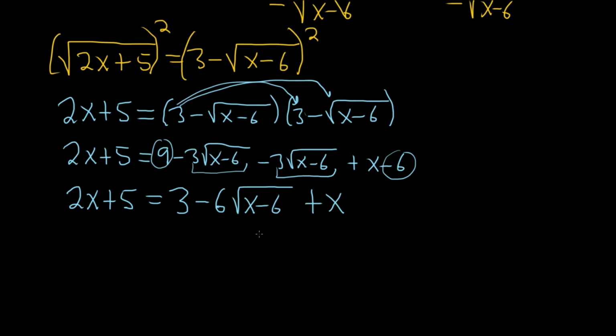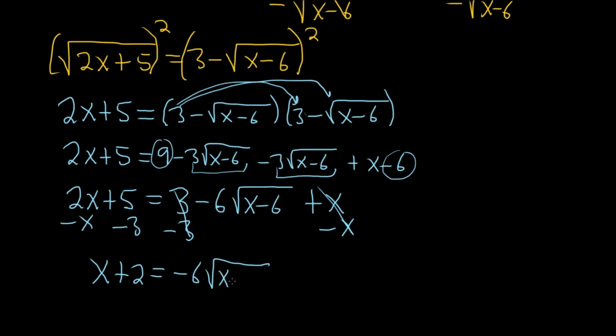All right, we still have square roots, so we have to get rid of them. We need to isolate this piece. That means we need to subtract the 3, and we need to subtract the x. Beautiful stuff. 2x minus x is x. 5 minus 3 is positive 2. And that's equal to minus 6 square root x minus 6.